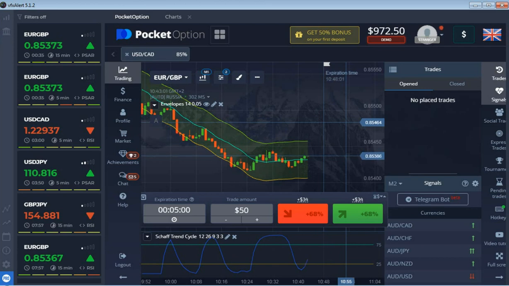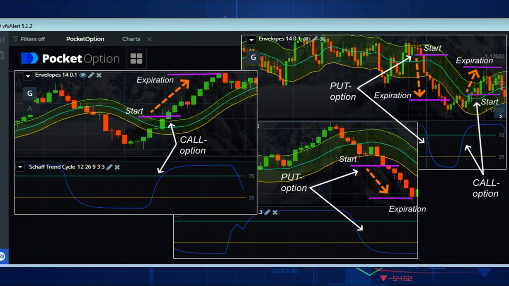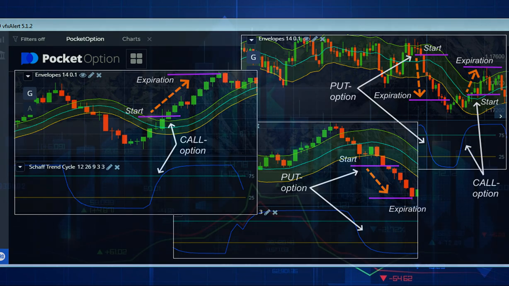After installing the tools, the terminal's working window looks like this. On the screen, trading signals and open options when the following conditions are met. Call option: the price is above the middle line, or envelope's border, and the oscillator moves up or is in the overbought zone above the level of 75. Put option: opposite conditions. The price is below the middle line or envelope's boundary, and the oscillator is going down or is in the oversold zone below 25.